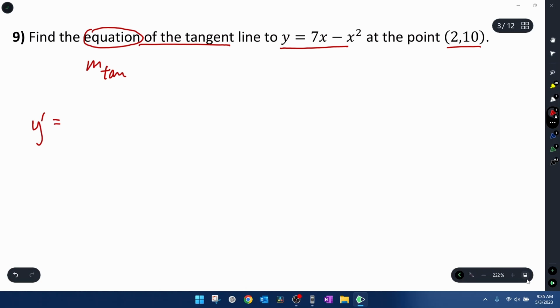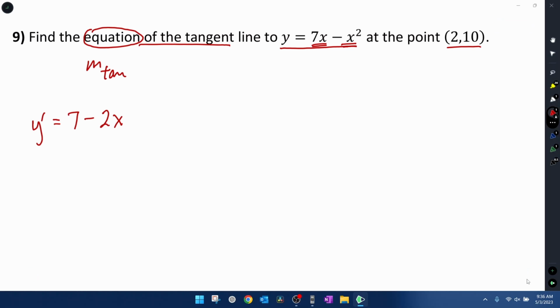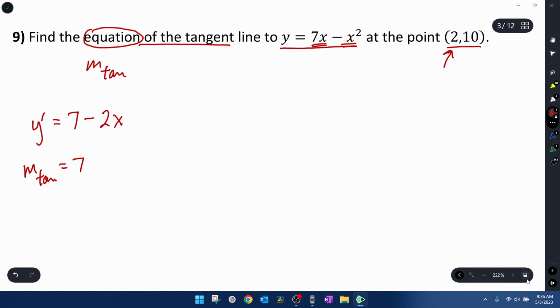So y prime is, using the power rule, the derivative of 7x is 7. The derivative of x squared is 2x. There's our derivative. And then to find the slope of the tangent, we need to evaluate at our given x, which is 2. 7 minus 2 times 2 is going to give us 7 minus 4, which is 3. So there's the slope of the tangent.